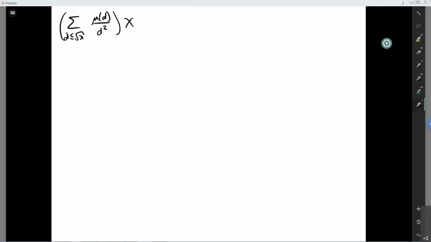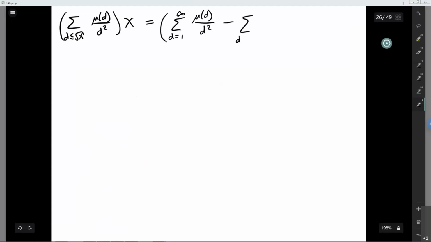So here is the function we're looking at. The trick is I'm going to write this as the sum over all d minus the sum over d which are bigger than the square root of x, all times x. So that's fine. We just took a finite sum and said this is like the infinite sum where we remove the tail.